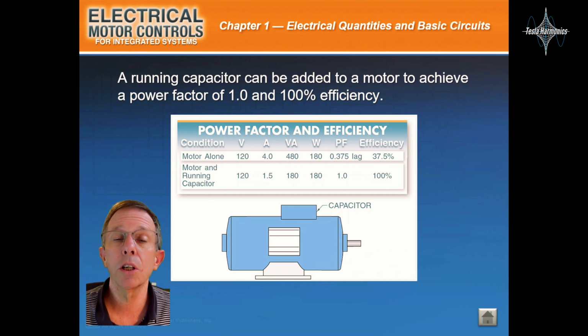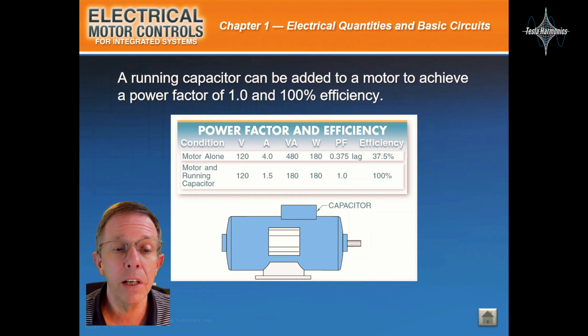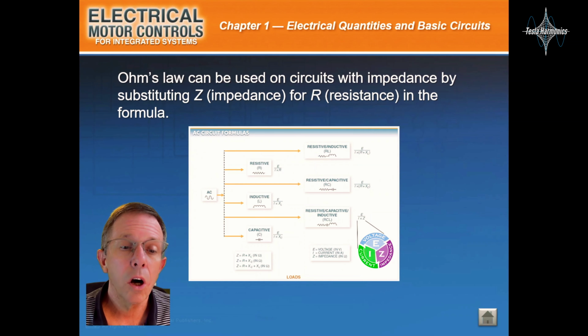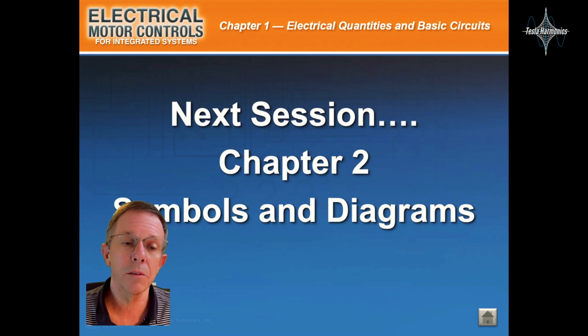A running capacitor can be added to a motor to achieve a power factor of 1.0 and 100% efficiency. Ohm's law can be used on circuits with impedance by substituting Z for impedance and R for resistance in the formula.